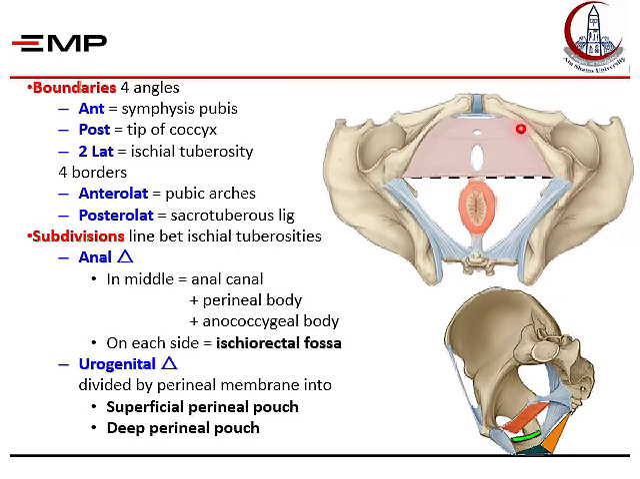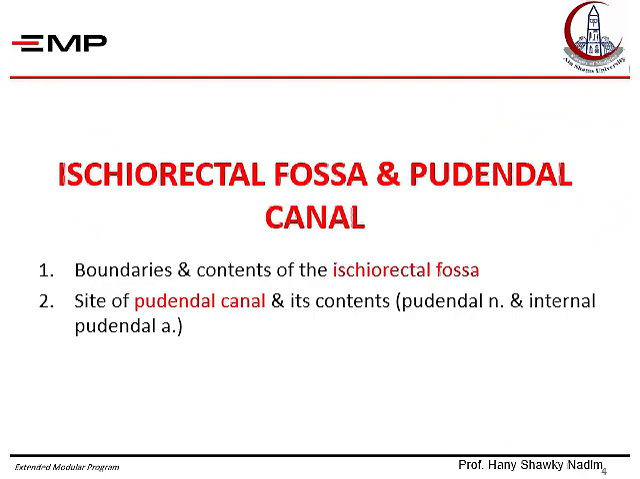Anteriorly, the urogenital triangle is divided by a membrane called the perineal membrane into a superficial perineal pouch, more superficial to the membrane, and a deep perineal pouch under the membrane, or actually above the membrane, because we are looking from the bottom of the body. In the first part of the lecture, we will cover the ischiorectal fossa and Pudendal Canal inside it. And in the second part of the lecture, we will cover the urogenital triangle with its two perineal pouches.